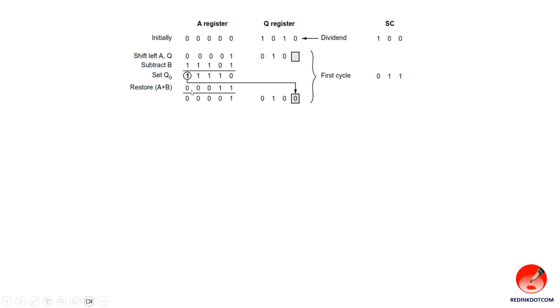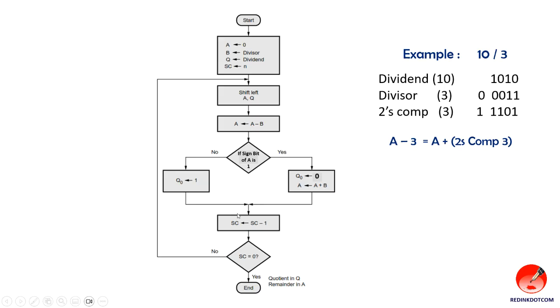Restore operation is nothing but adding the B register content. B register content is the divisor value, so I can directly write the divisor value and add these two values. 0 plus 1, 1. 1 plus 1, 10 carries 1, and the same for the remaining bits. You can ignore this extra bit. So this is the final result. This value becomes the same as this value, that is, the value after the shifting operation. That means we have achieved the restored value. So this is called the first cycle. So the first iteration is over.